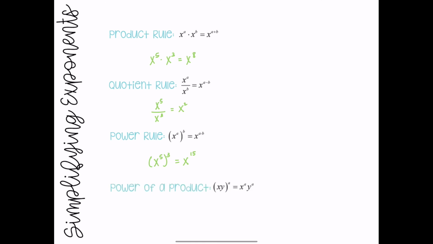And power of a product. So as you see here in this example, that a is around both the x and the y. So that means that x and that y are both going to be raised to the a power. So in an example, if I have x, y both to the 3rd, that means that I have x to the 3rd and y to the 3rd.